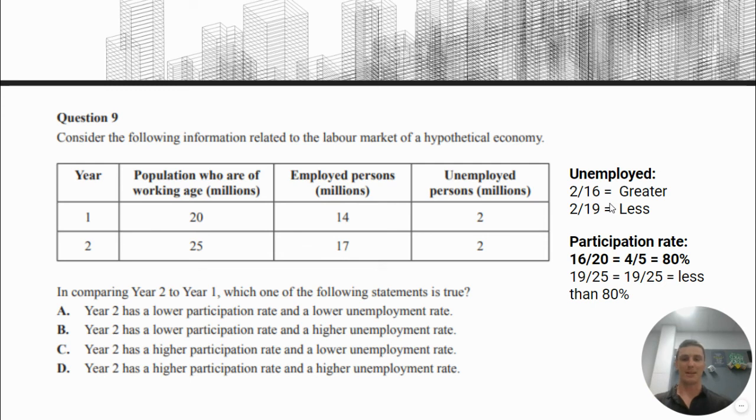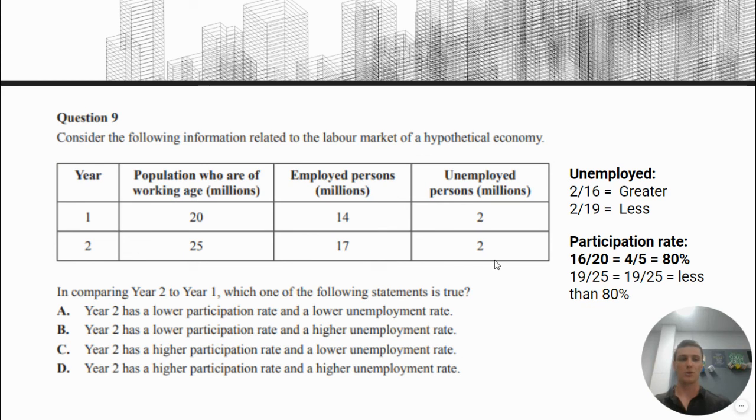Then the participation rate gets a bit tricky. Remember, that's the percentage of the working age population here, 20, who are in this group here, the labour force, so 16. So we do 16 divided by 20. We can simplify this fraction, so we can go to 4 divided by 5, which is 80%.